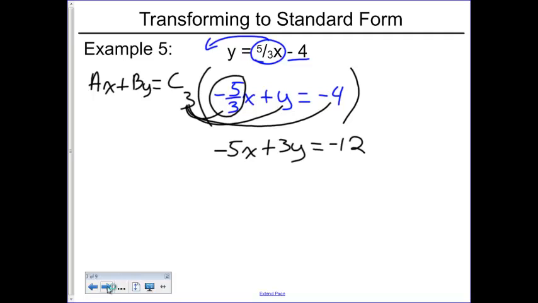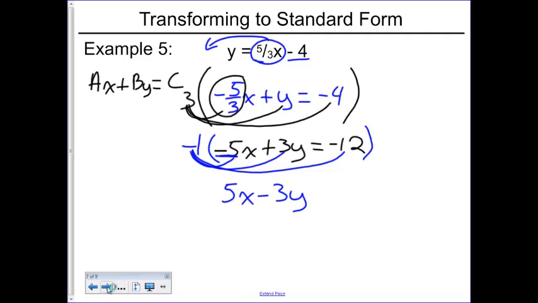However, some people, and it depends on who your instructors are, don't like this beginning number to be a negative. So one way that we can fix that is to multiply everything by negative 1. So multiply negative 1 here, multiply negative 1 here, and multiply negative 1 there. And the effect is the signs change. So instead of negative 5x, I have a positive. Instead of positive 3y, I have a negative. Instead of a negative 12, I have a positive 12. And this would be our final standard form equation.